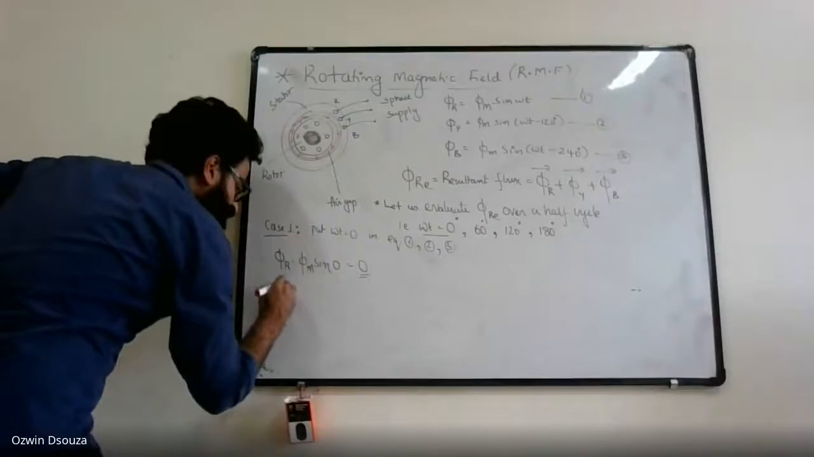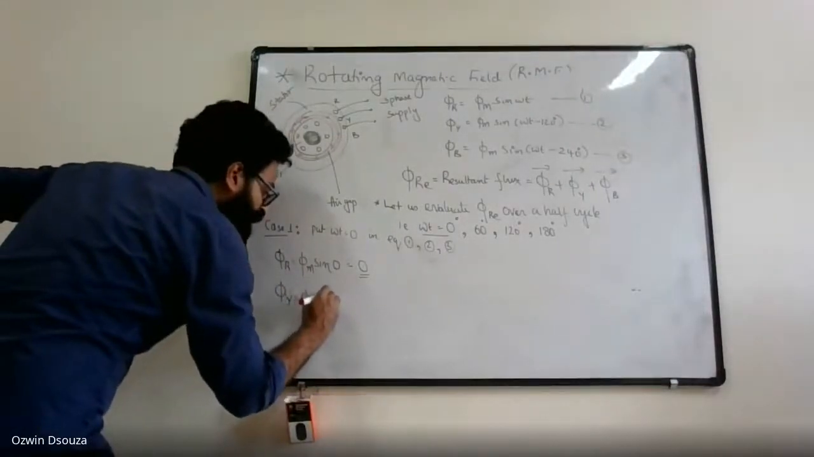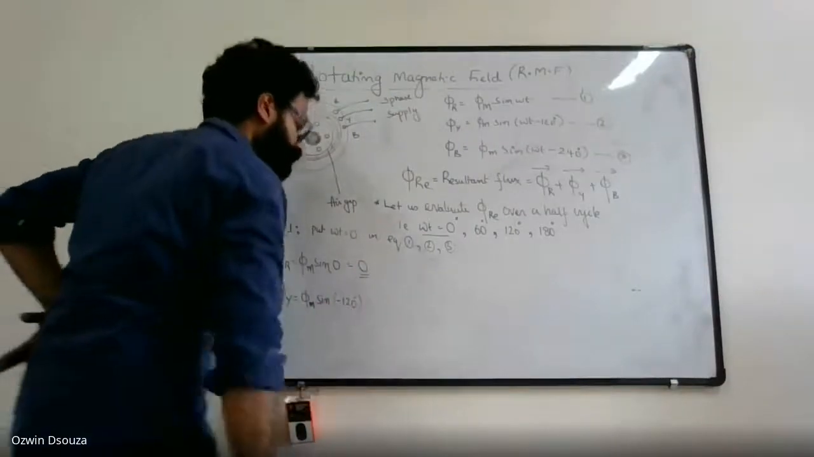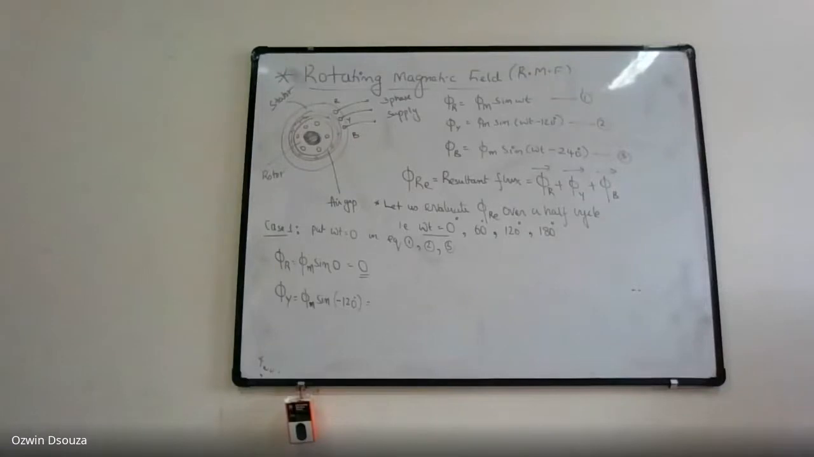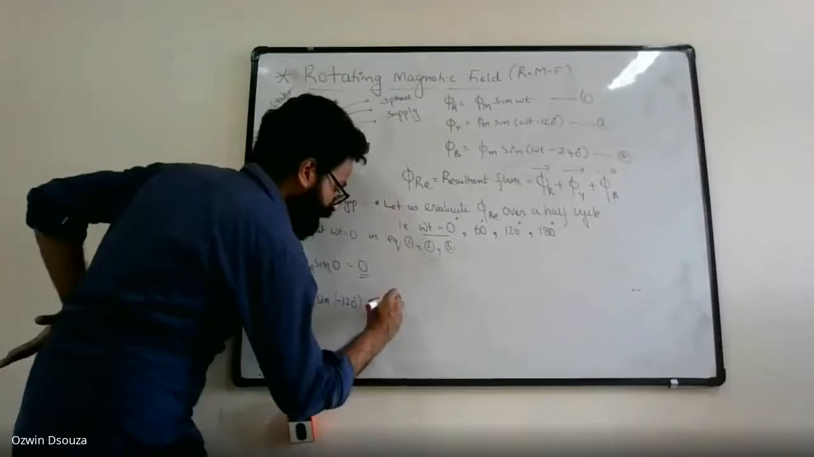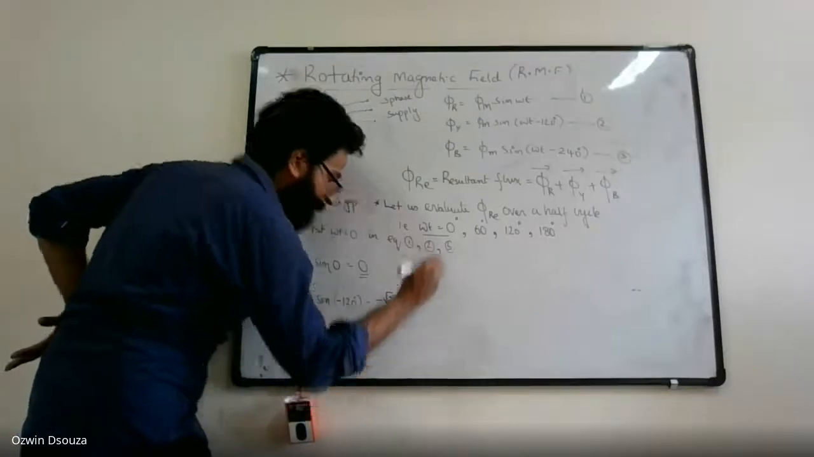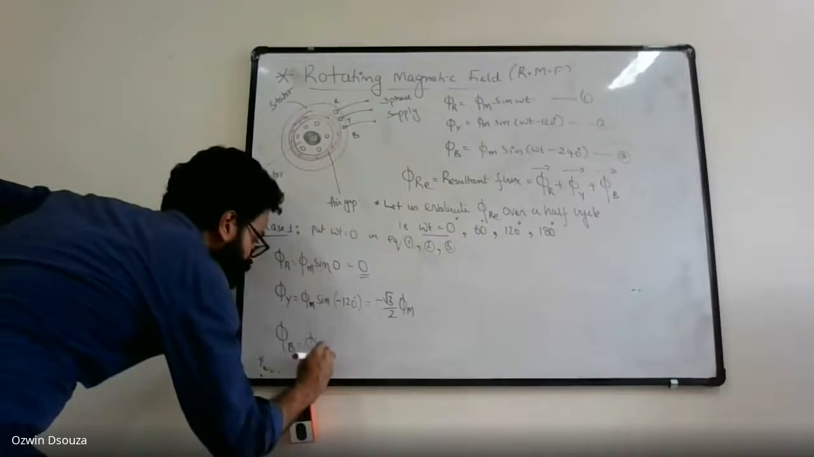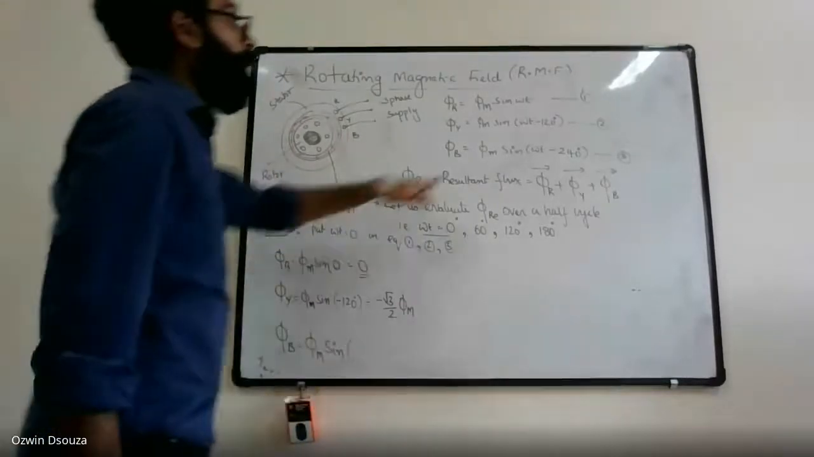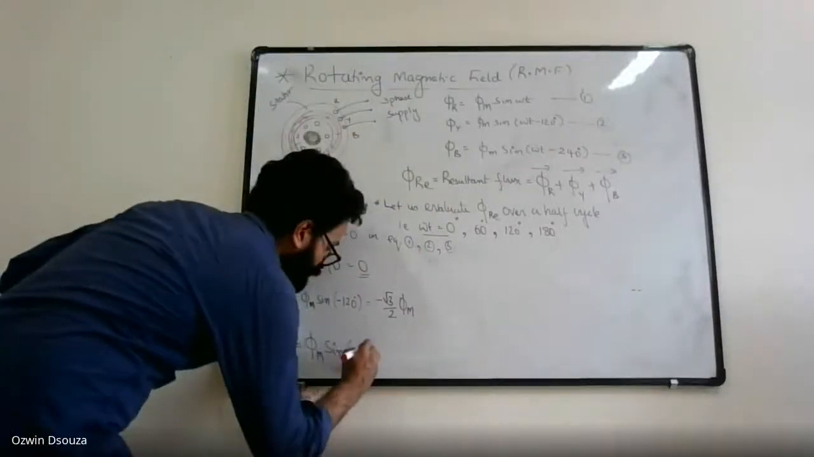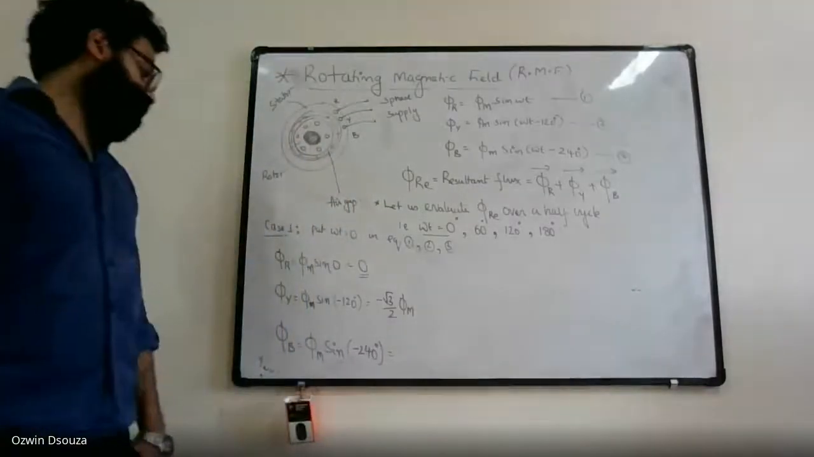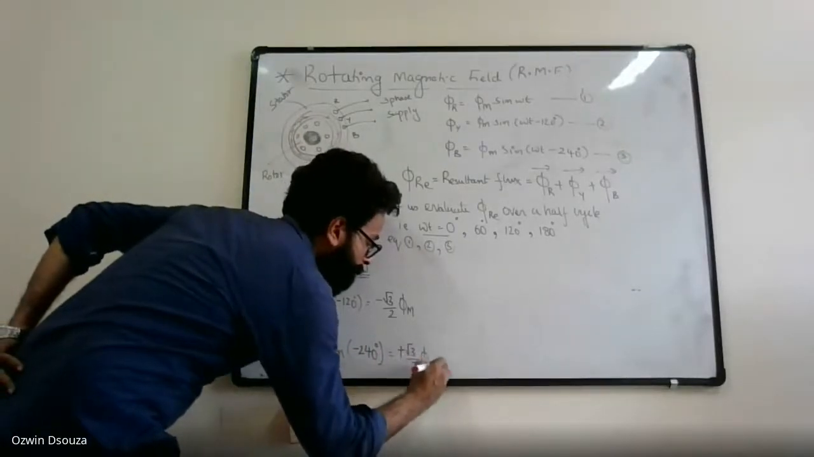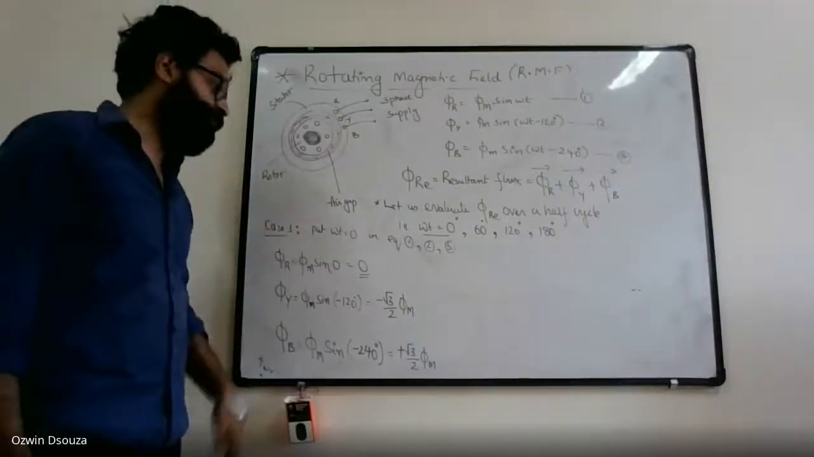Let's see what you get as phi Y. Phi Y is equal to phi m sine of omega t minus 120 degree. So sine minus 120 degree is minus root 3 by 2 phi m. And finally, you can find out phi B. Phi B is equal to phi m sine of omega t, which is 0, minus 240. So phi m sine of minus 240 degree. Sine minus 240 is plus root 3 by 2 phi m. So this is what we get when we substitute omega t equal to 0.